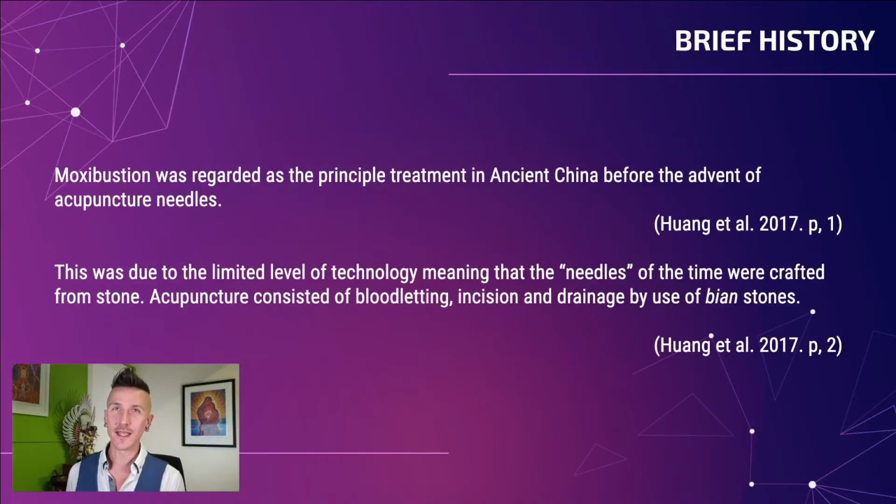We have surgical steel disposable needles created in a factory. The ancient Chinese had sharp stones which they used to bleed their patients. So acupuncture consisted of bloodletting, incision, and drainage by the use of bian stones. Very different to the modern application of acupuncture, where half the time people don't even feel you putting in needles.